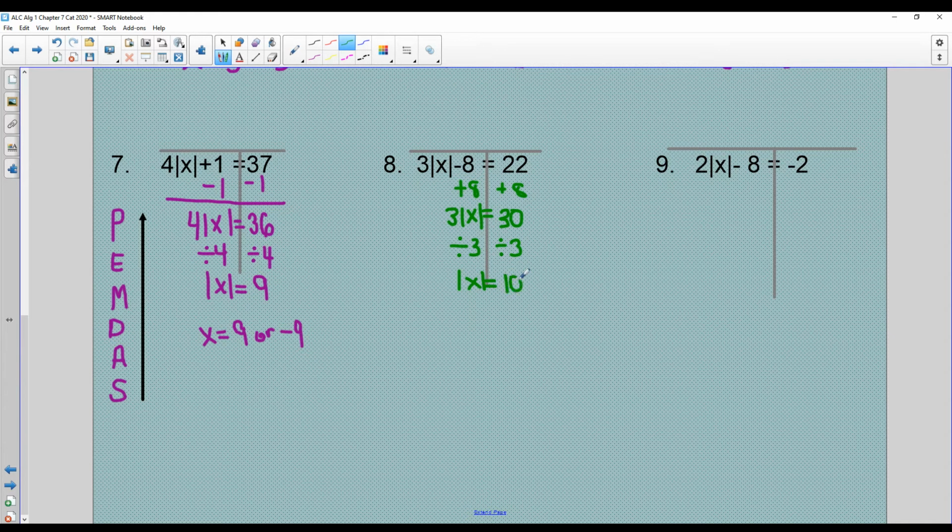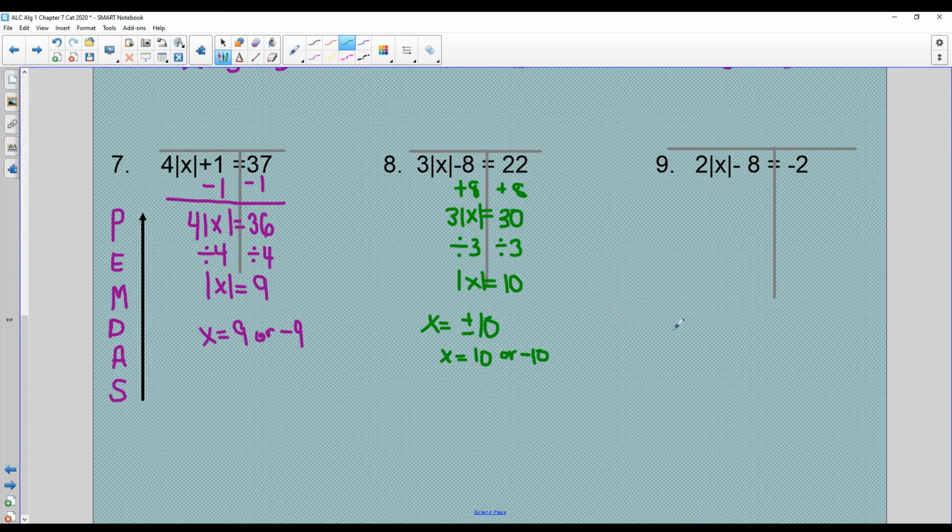Are we done? Nope. What numbers have an absolute value of 10? And this is where, if you were writing this yourself, you might write the plus or minus 10. I don't have that as an option with the keyboard the way it is, so I have to say x is equal to 10 or negative 10. But the further we get into this, the more you can write the plus or minus 10.